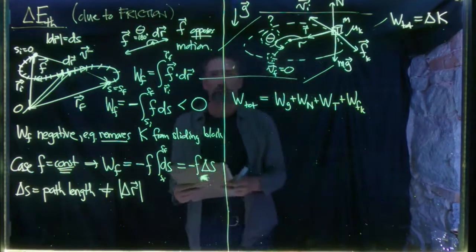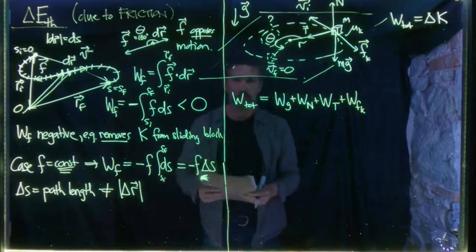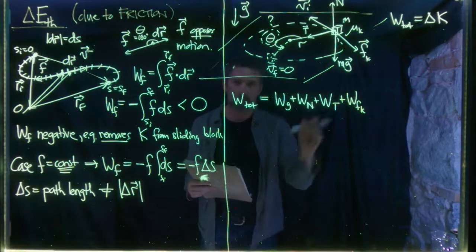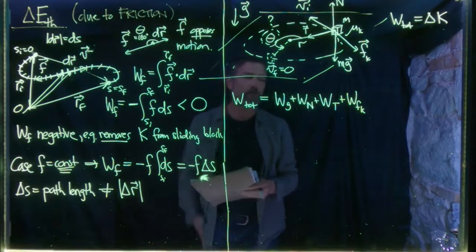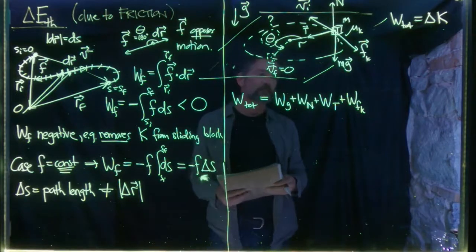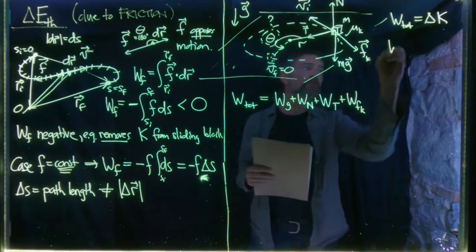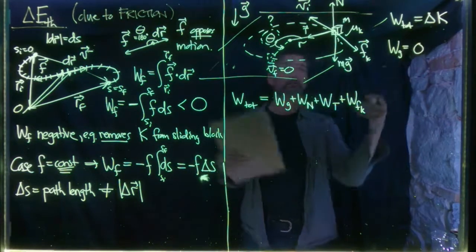Okay. Now, one thing that's really important here is to think carefully about these work terms. It looks like you have a lot of work to do, but in fact, there's virtually no work to do, because the work done by the gravitational force, for instance, is strictly equal to zero.